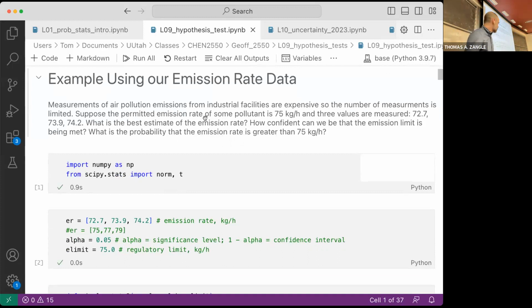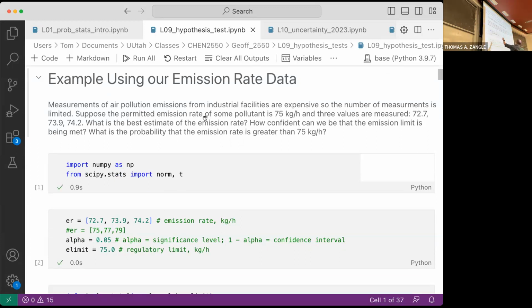But this is our emission rate example, where we suppose that the permitted emission rate of some pollutant is 75 kilograms per hour, and 3 values are measured: 72.7, 73.9, and 74.2. So again, this is an example where we're going to say that maybe these measurements are very expensive or difficult to take, and so we only have 3 measurements available.